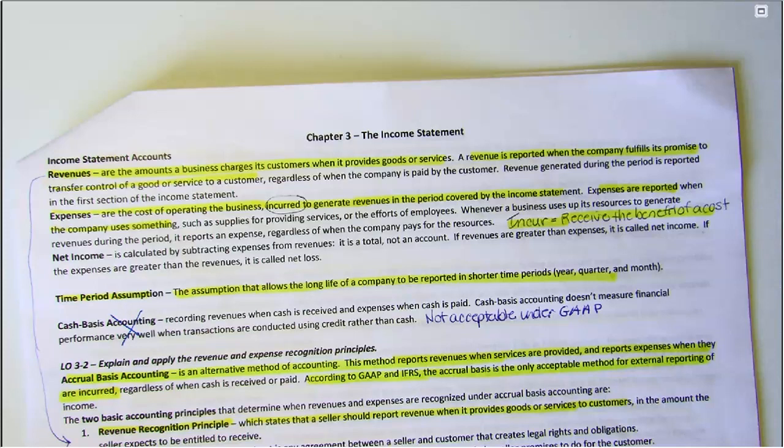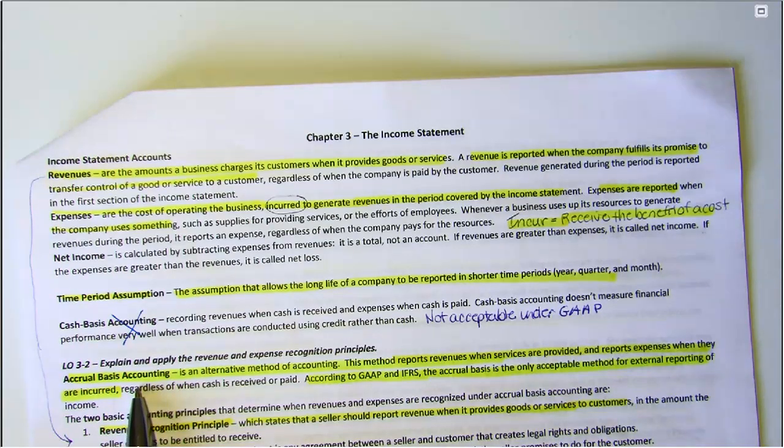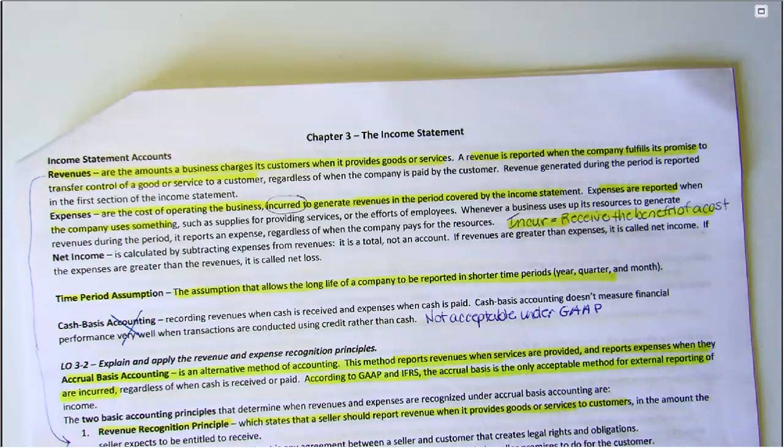For example, if there are purchases or sales on credit, nothing is recorded because no cash is exchanged. So your balance sheet does not show any debts for purchases on credit or any amounts owed to you by your credit customers. Again, it is not acceptable under generally accepted accounting principles. We're going to use the accrual basis of accounting, and we'll be learning about that in our next mini lecture. So you can continue on to watch that one.